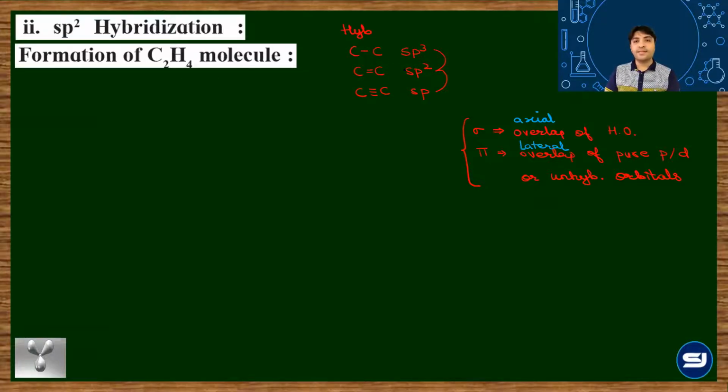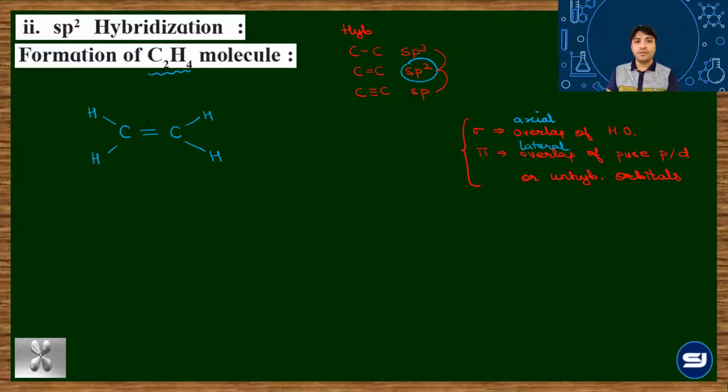Yes, sir. Okay. And the best example to depict sp2 would be ethene, that is C2H4. So if I just want to draw the structure with the bonds, then in ethene, there are two carbon atoms which are joined by a double bond. And each carbon is joined to two hydrogens by single bonds.